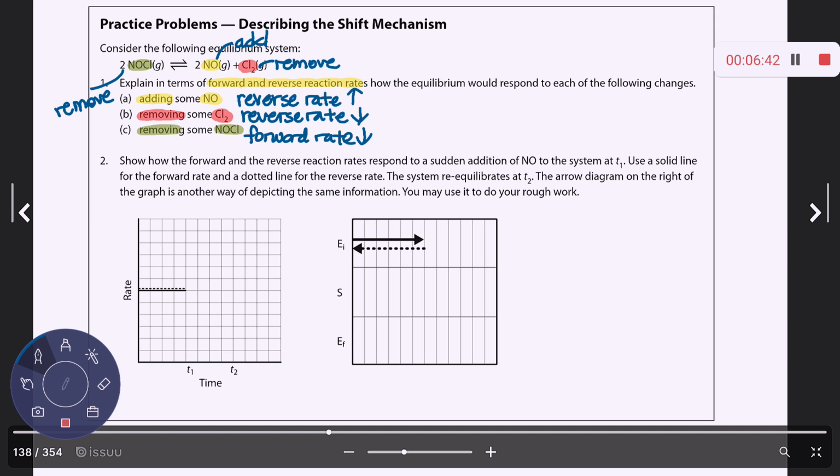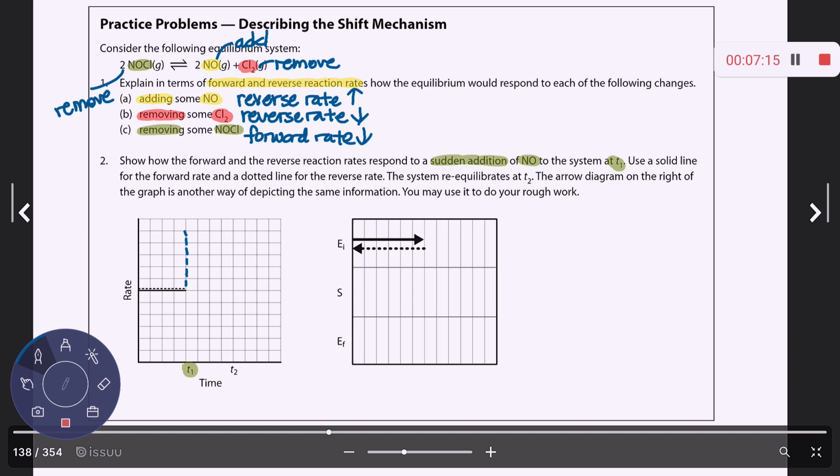All right, now they want us to show how the forward and the reverse reaction rates will respond to a sudden addition of NO at T1. Okay, so here's T1. NO is a product. So that means what happens to the reverse rate? Increase. It increases. So I would show the reverse rate spiking. Doesn't matter how high, you decide.